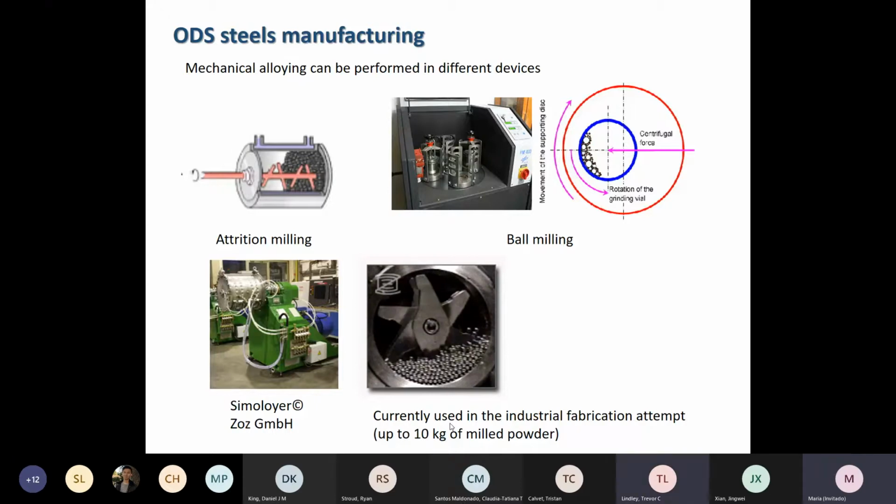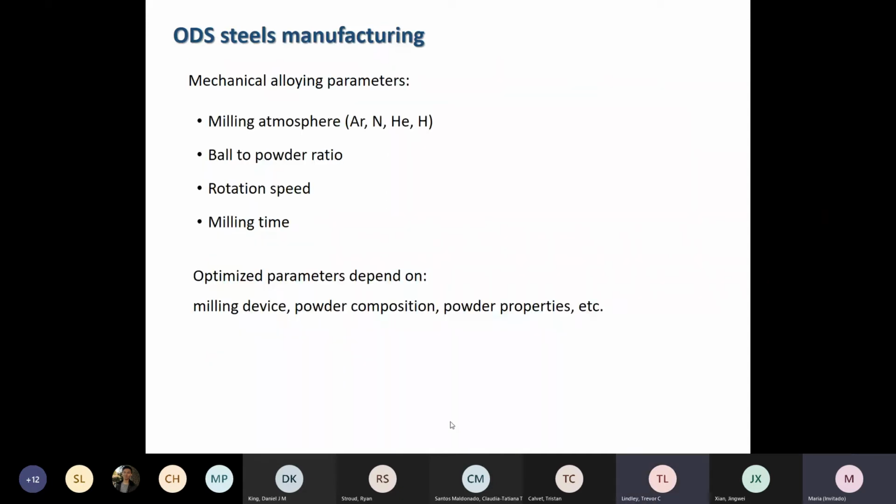And well, if we want it to be scaled to the industrial level, there are a few steps to undergo. So I list the mechanical alloying parameters that we need to take into account: the milling atmosphere, the ball to powder ratio, which will affect the energy involved in the process, rotation speed, and milling time. There is an optimization process that we need to undergo individually, depending on the device that we have, the powder composition, the powder properties, etc.